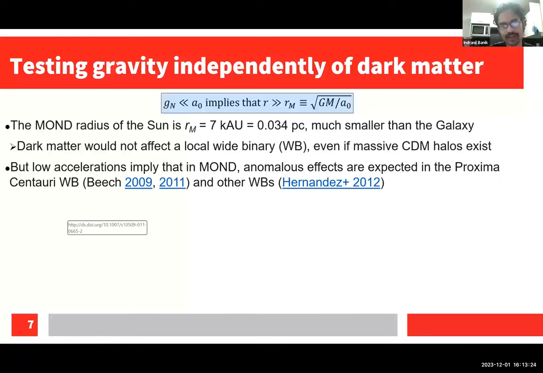So for the Sun, the MOND radius is 7 kilo AU, which is much smaller than the galaxy. And therefore, dark matter wouldn't affect wide binary stars, even if the galaxy does have a massive cold dark matter halo.